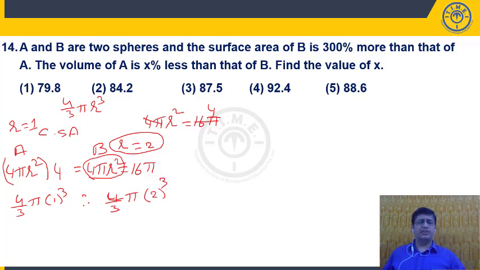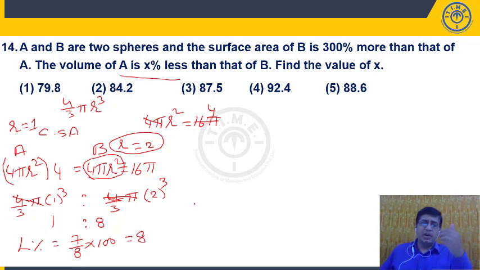To make the calculation simple, I am just observing the ratio. 4 by 3 gets cancelled, so 1 is to 8 is the value. So what do we need to find? The volume of A is x% less. Less percentage means difference by higher value into 100. So 7 by 8 into 100. 1 by 8 is equal to 12.5, and 7 by 8 is equal to 87.5. So 87.5% is the answer. Right choice, option 3.